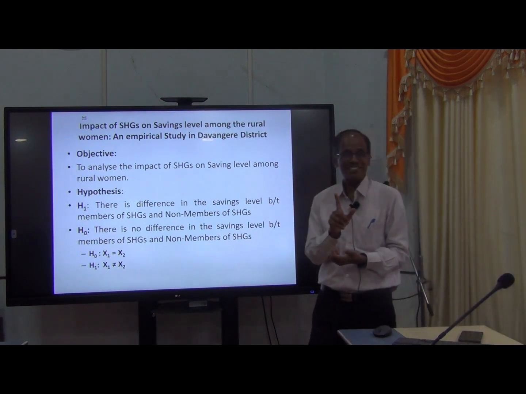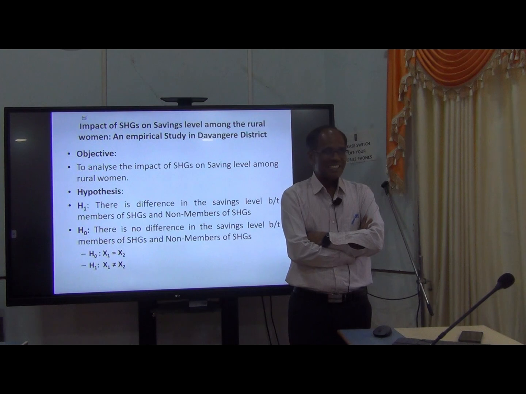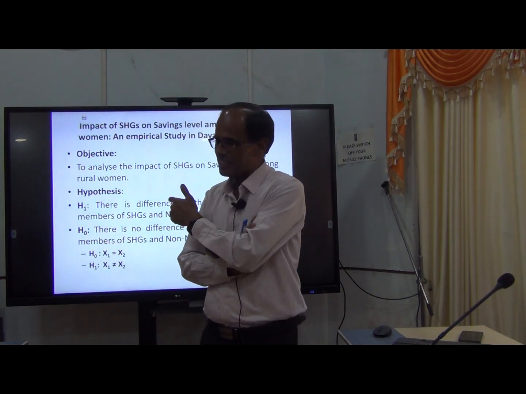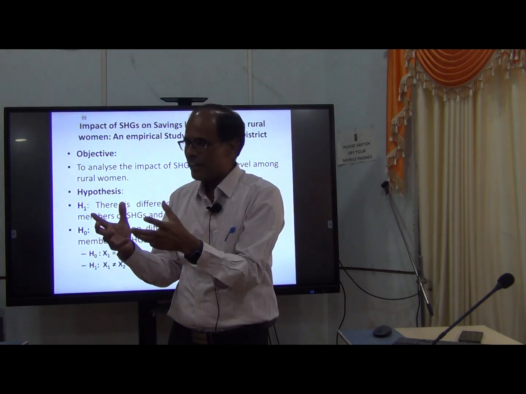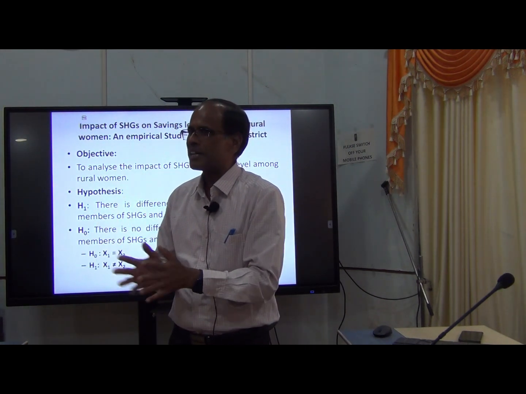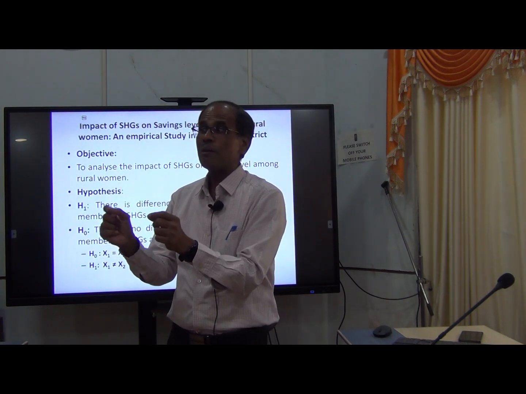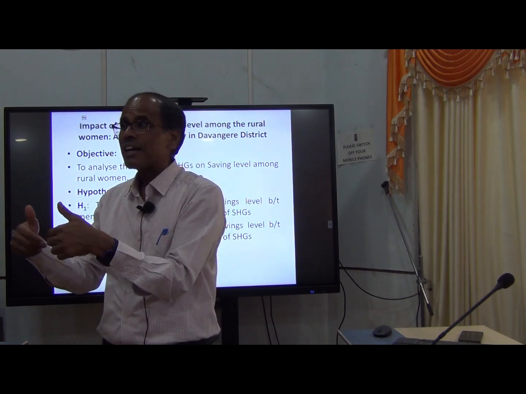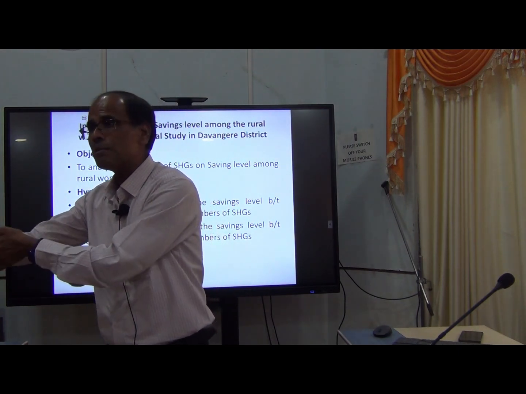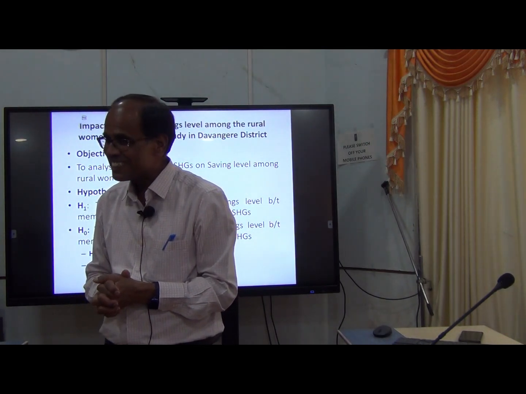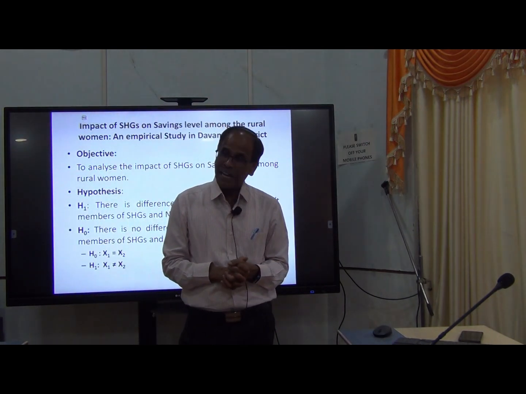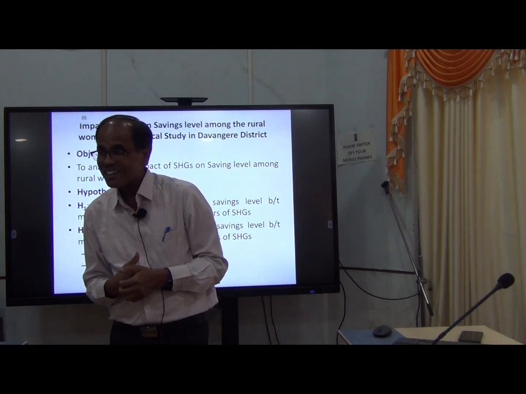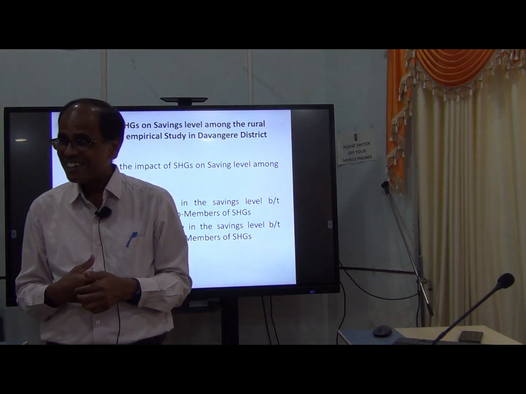You have to think and tell me the answer. Could you understand my point? Whether the alternative way I am telling it now is better: the level of saving among the SHG members is greater than the level among the non-members. Which one is nice? This is actually correct, sir. The second one. Why is it correct? Because we don't know whether it is greater than or less than among the non-members. Here we are testing both.